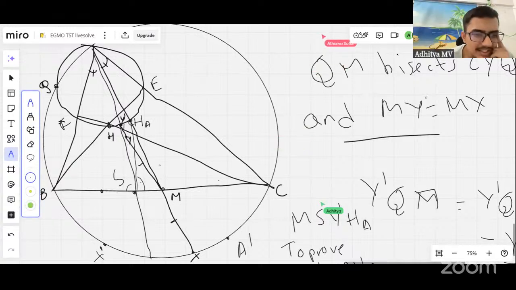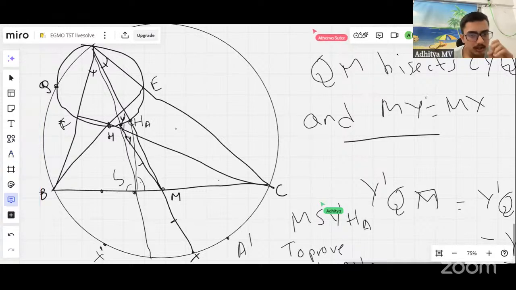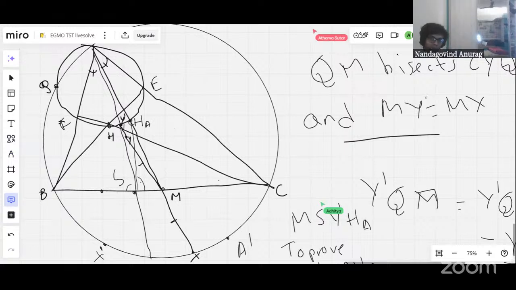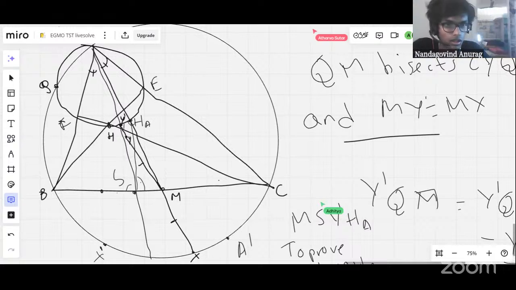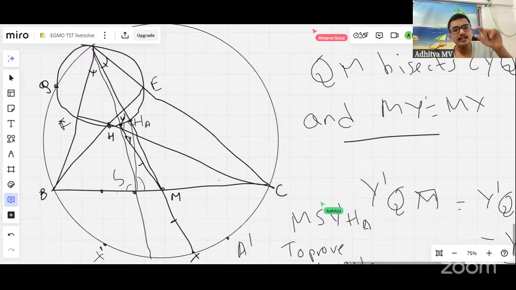BC is the angle bisector of Y dash S Humpty. Because of circle and perpendicular equivalence, MY dash equal to MHA and SY dash HA M cyclic. So it must be angle bisector. Right, so that's what you want to show.